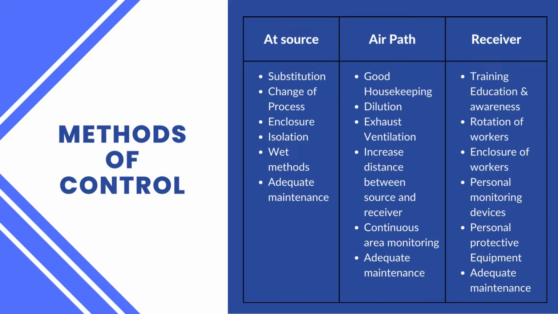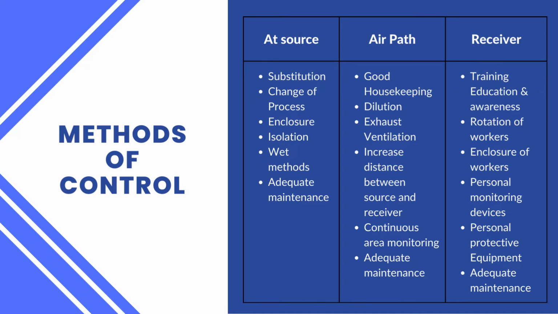Another way of controlling the hazard is by receiver, which comprises training, education and awareness, rotation of workers, enclosure of workers, personal monitoring devices, then personal protective equipment, and adequate maintenance. So these three, that is at source, by air path and by receiver, are the methods of controlling hazards.